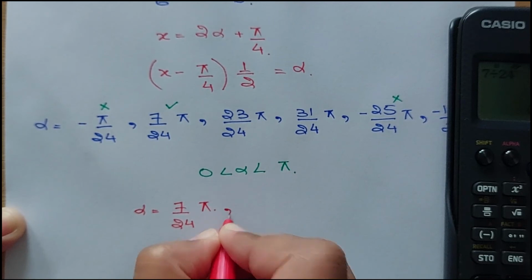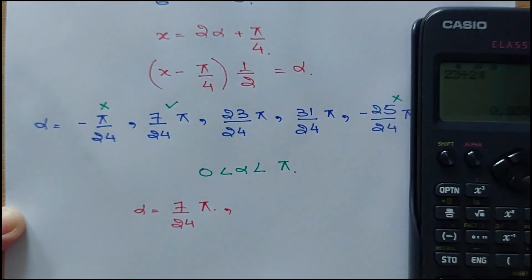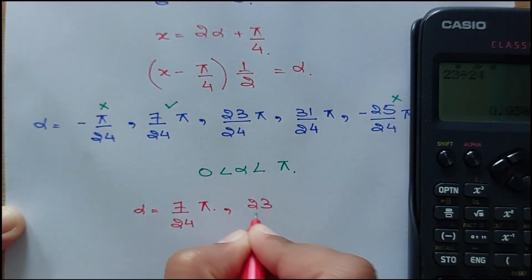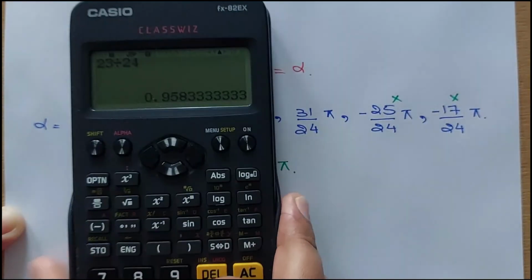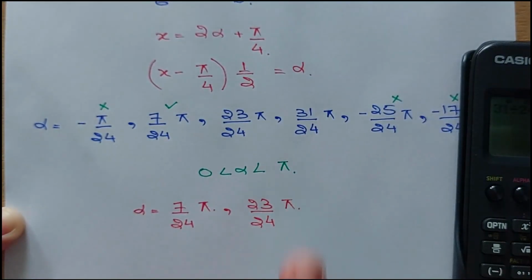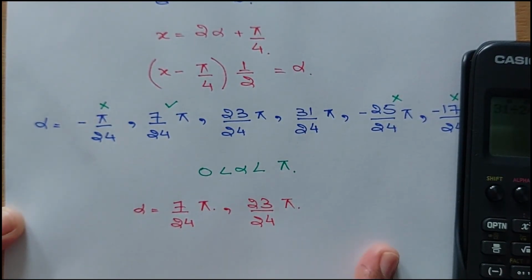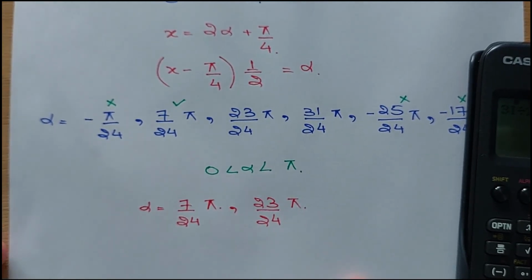Right? Now for 23 by 24, 23 divided by 24 is 0.9 pi. Yes, this lies in the range, 23 by 24 pi. Now 31 by 24, that is 1.29 or 1.3 pi. This is more. So these are the two values of alpha that lie within the given domain. So that is the last question of our paper.